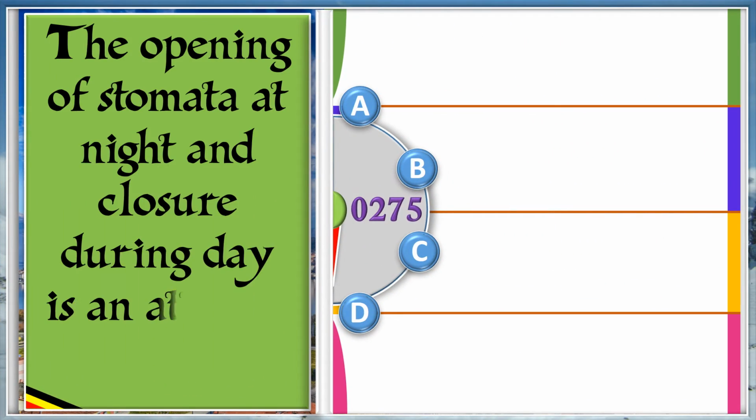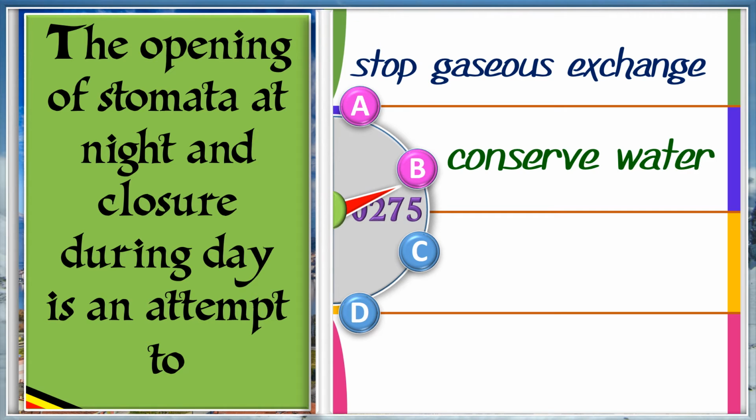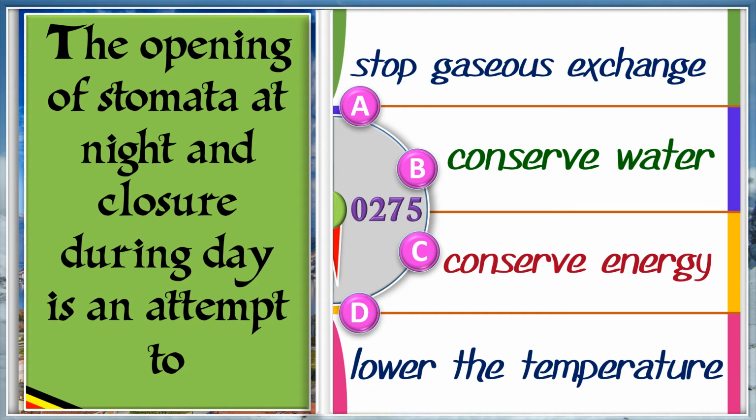The opening of stomata at night and closure during day is an attempt to: A. Stop gaseous exchange. B. Conserve water. C. Conserve energy. D. Lower the temperature. And the answer is B. Conserve water.